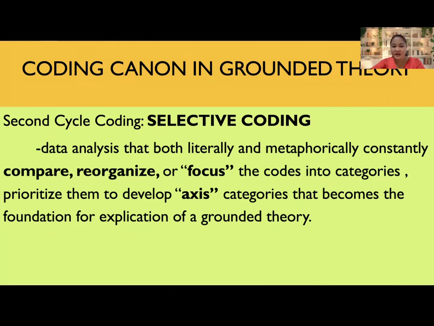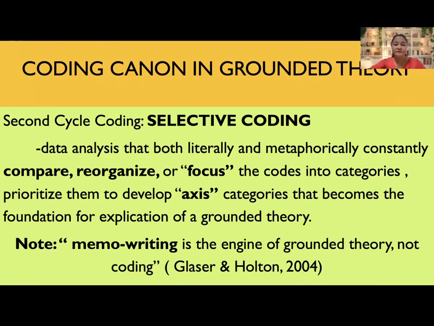So in the selective coding, data analysis that both literally and metaphorically constantly compares, reorganizes, or focuses the codes into categories. Prioritize them to develop axes. So meaning you're going to group together categories that become the foundation for explicit explanation of the grounded theory. So if your initial coding in the open coding, we can group or you can lump some codes so you can group together. That's why we have the term there, selective coding. You're going to create or group together, make a category, axial, meaning axial coding, meaning you're going to make a connection between the given coding.